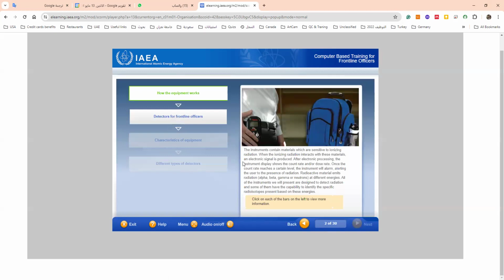So how does the equipment work? The instrument contains material which is sensitive to ionizing radiation. When ionizing radiation interacts with this material, an electronic signal is produced. After electronic processing, the instrument display shows the count rate and dose rate. Once the count rate reaches a certain level, the instrument will alert the user to the presence of radiation. A radioactive material emits radiation, which could be alpha, beta, gamma, or neutron, at different energies. All of the instruments we will present are designed to detect radiation, and some of them have the capability to identify the specific radioisotopes present based on this energy.